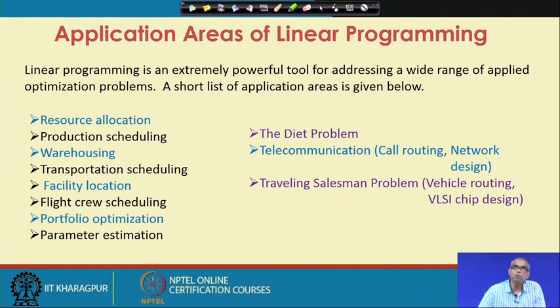Portfolio optimization is basically related to investment. If you have some money, you would like to maximize the return on investment. So, what will be the portfolio of your investment can be formulated as a linear programming problem. Here you have some money and you want to distribute that money in different investment schemes, so that you can maximize the return on investment.